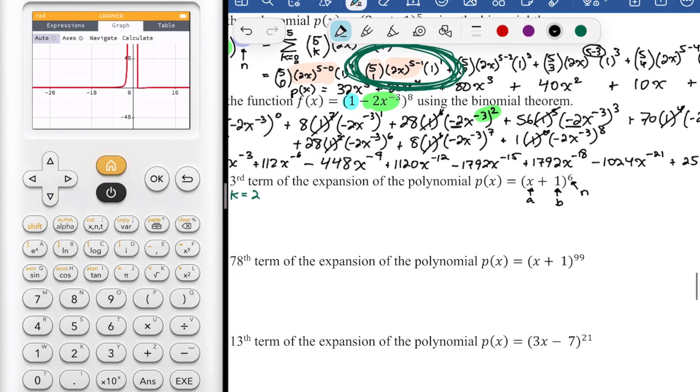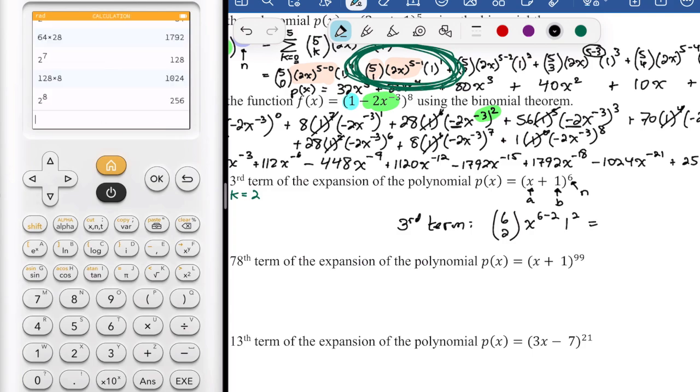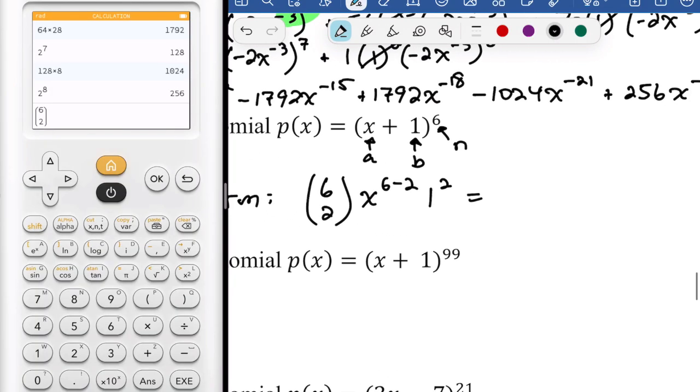but my third term is going to be 6 with a k value of 2, x to the 6 minus 2, 1 to the second power. All right. So in my calculation app, toolbox, probability combinatorics, get my combination, 6 with a 2, x to the 4th times 1. So I really only care about the 6 combination 2. So 15x to the 4th would be the relevant value.